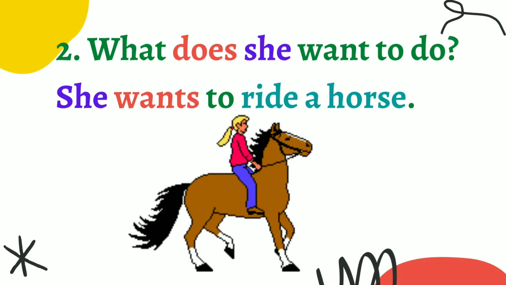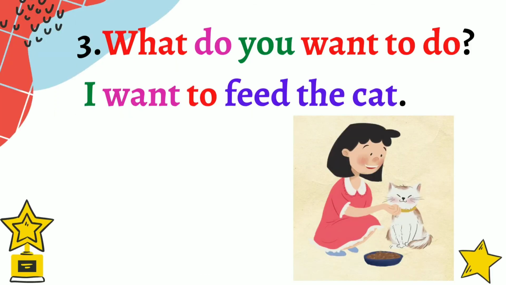In here, we have to use the same subject from the question. After that, we have to use wants because the subject is she. She wants to ride a horse. Number 3, what do you want to do? I want to feed the cat.